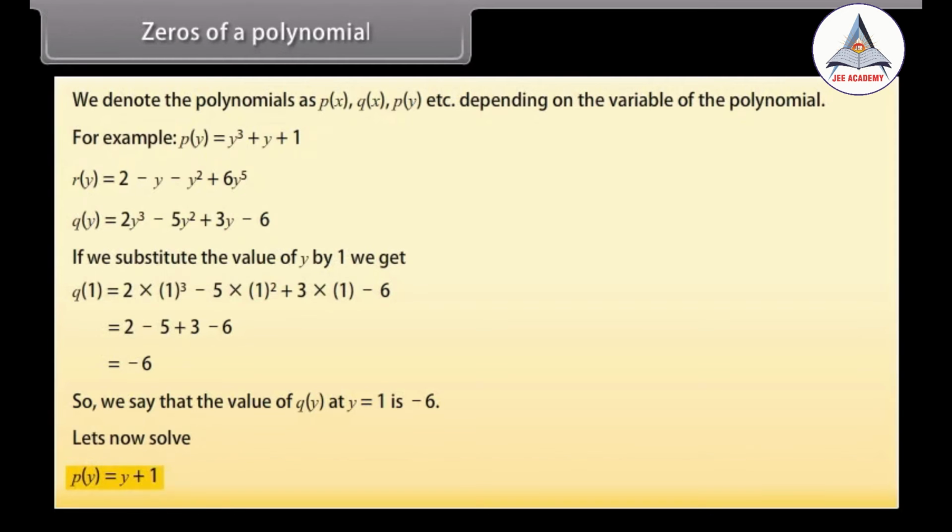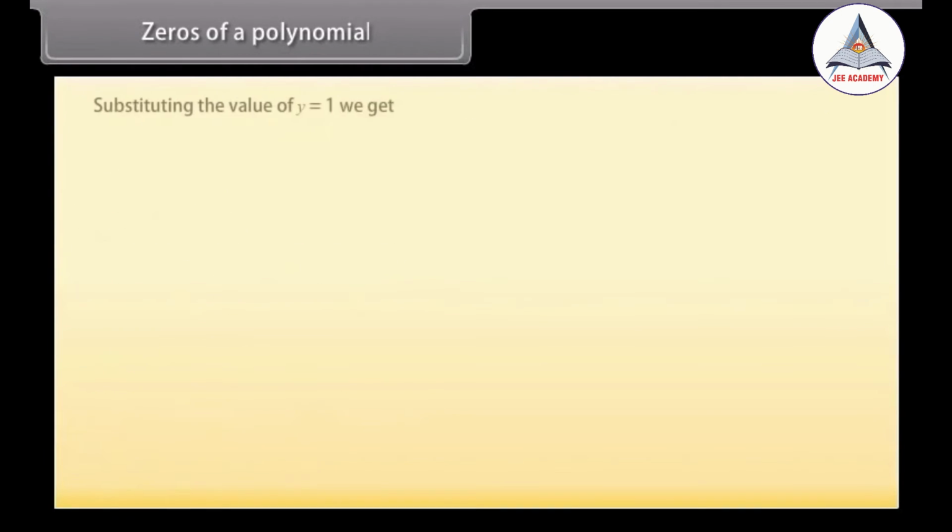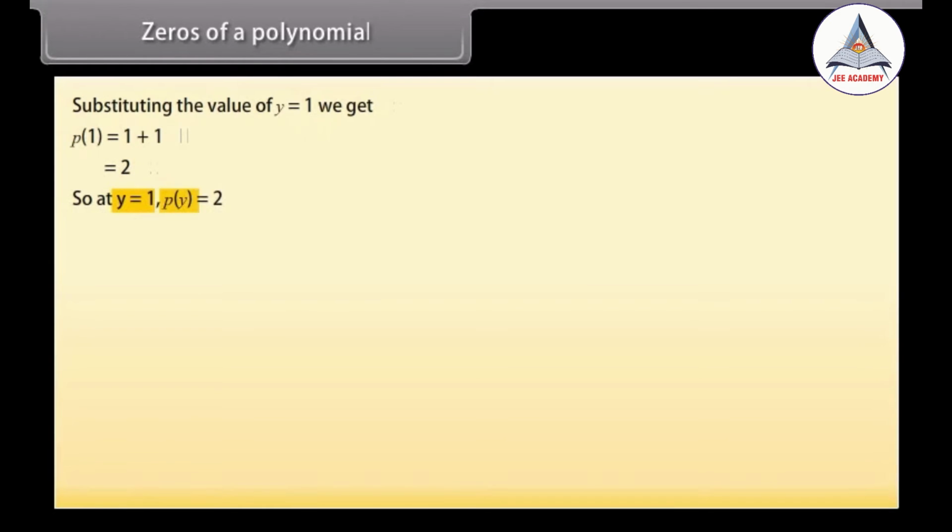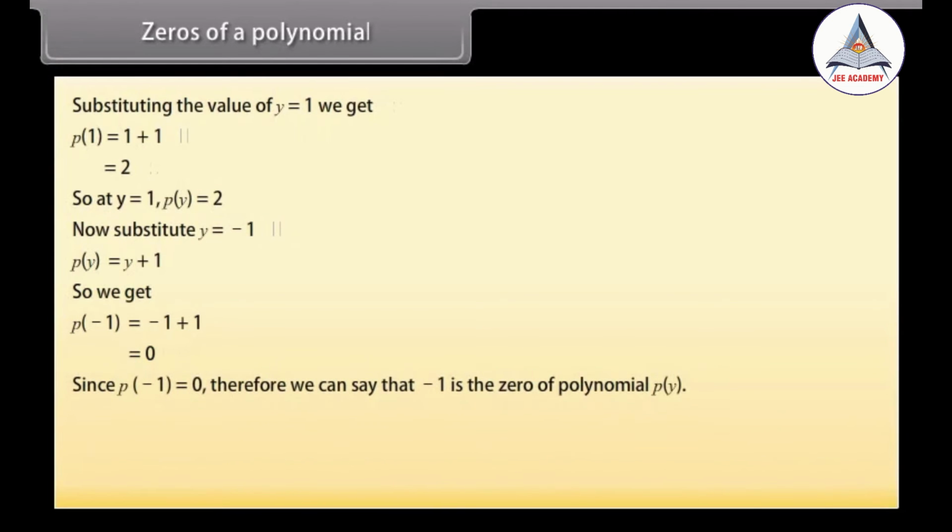Let's now solve p(y) is equal to y plus 1. By substituting the value of y equal to 1, we get p(1) equals 1 plus 1, which is 2. So at y equal to 1, p(y) is equal to 2. Now substitute y equal to minus 1, we get p(minus 1) equal to minus 1 plus 1, which is equal to 0. Since p(minus 1) is equal to 0, therefore we can say that minus 1 is the zero of polynomial p(y). Zeros of the polynomial are also known as roots of the polynomial.